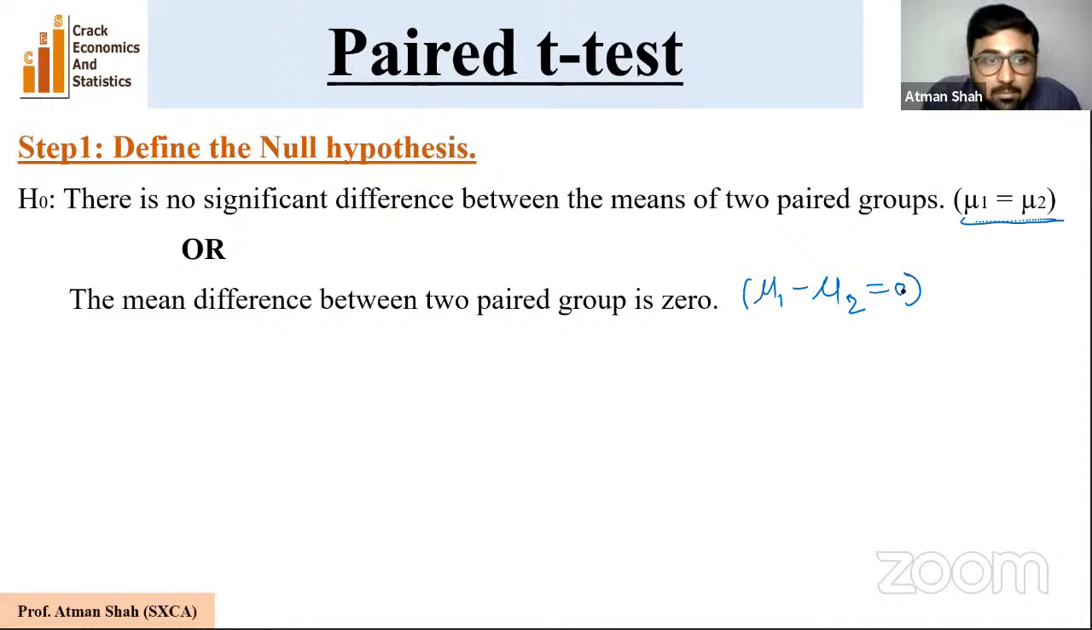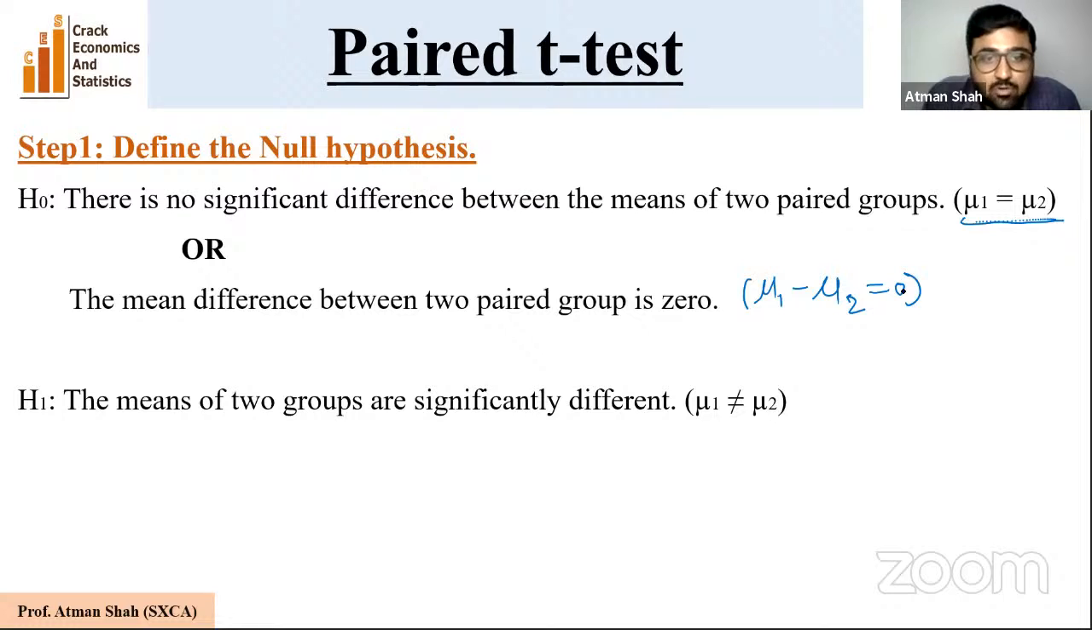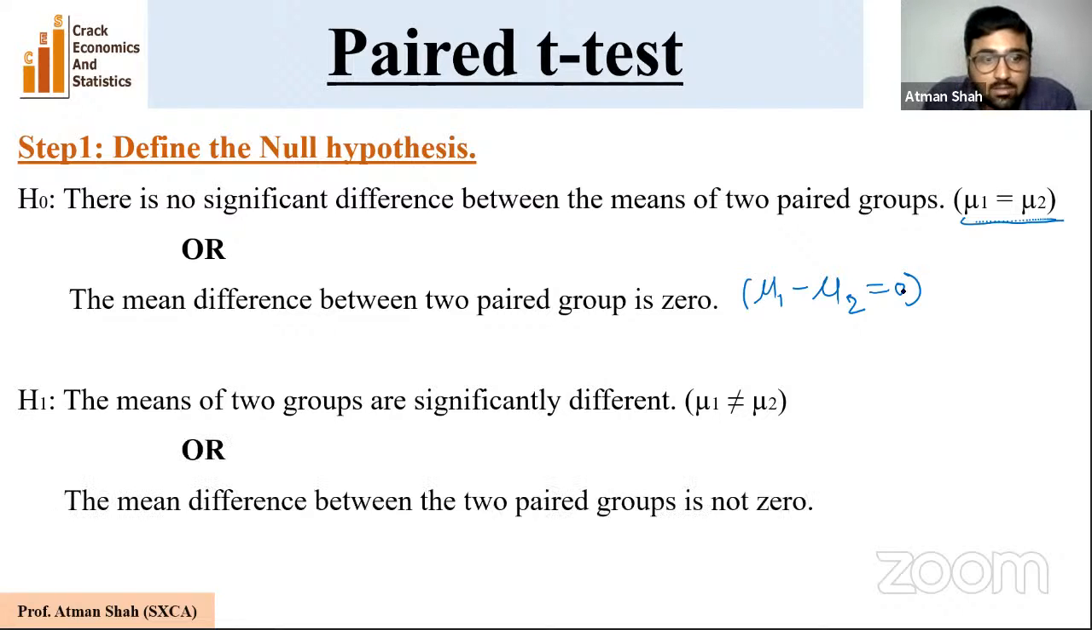What is the alternative hypothesis? The means of two groups are significantly different. So mu1 is not equal to mu2. Or the mean difference between two paired groups is not 0. So here you can write mu1 minus mu2 is not equal to 0. So this is how we frame the hypotheses in case of paired t-test.